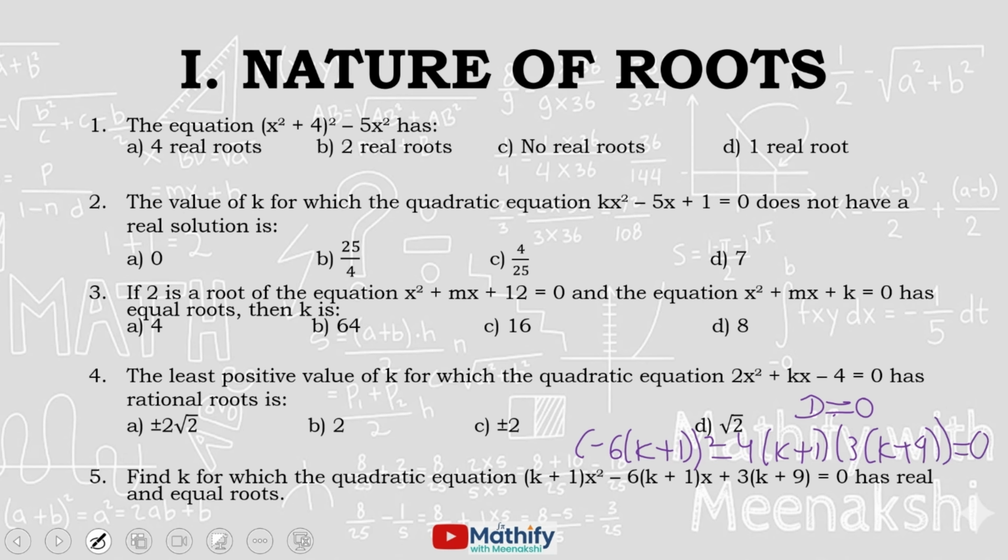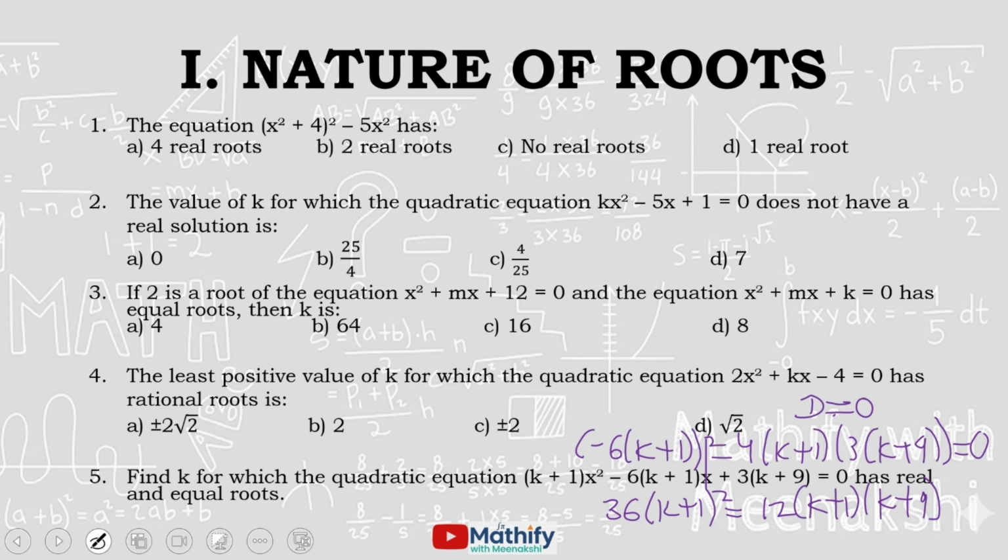Did you notice something here? That your k plus 1 is common and even 6. Let me solve this. Minus 6 square, that is 36, times k plus 1 square is equal to, here 4 into 3, that is 12, times k plus 1 into k plus 9.